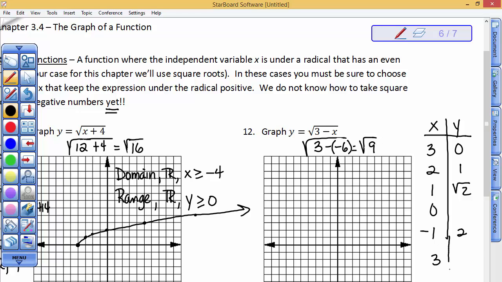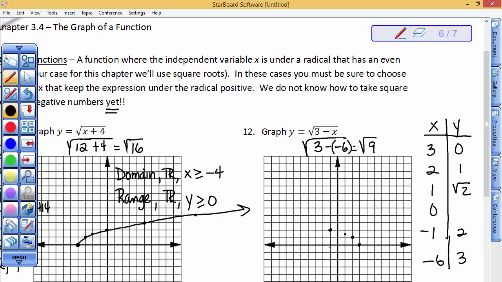X is 3, y is 0. X is 2, y is 1. X is 1, y is 1.414. Not going to bother with this one. When x is a negative 1, y is 2. When x is a negative 6, so 2, 3, 4, 5, 6, y is 3.